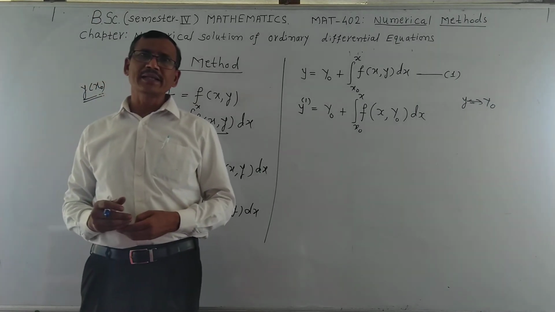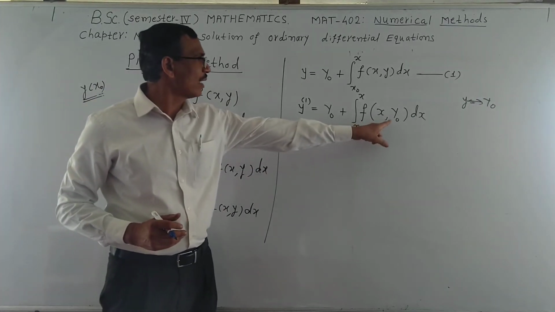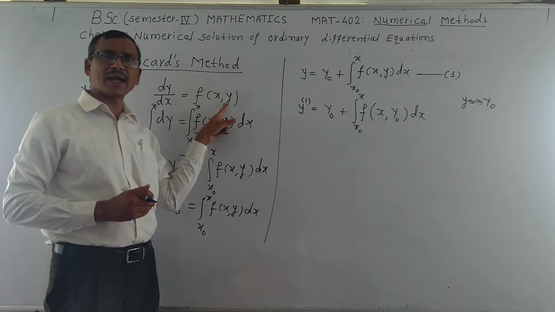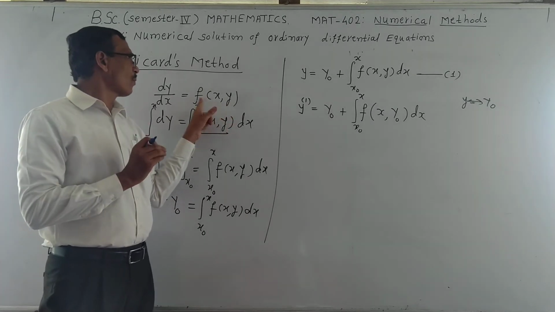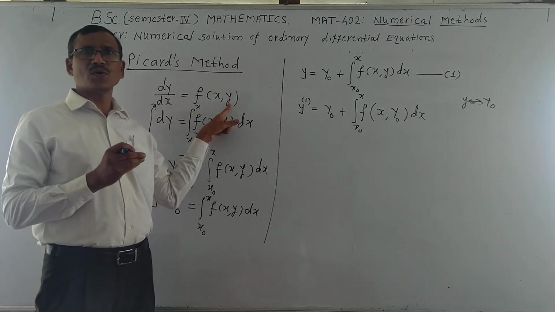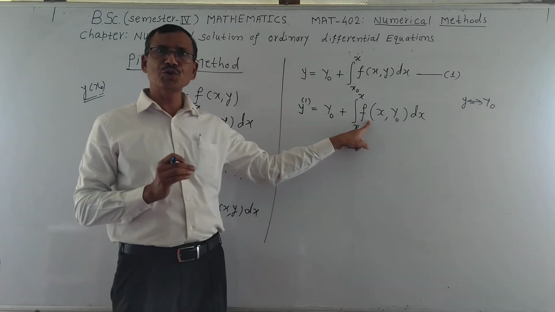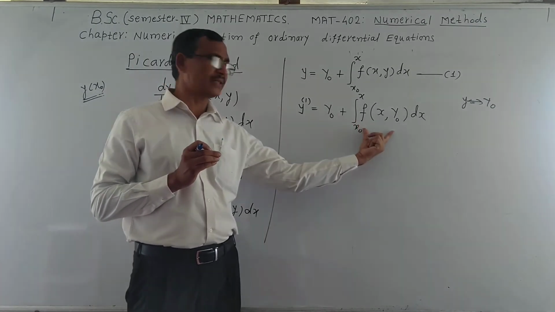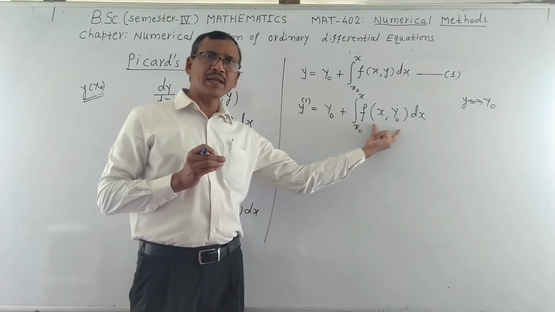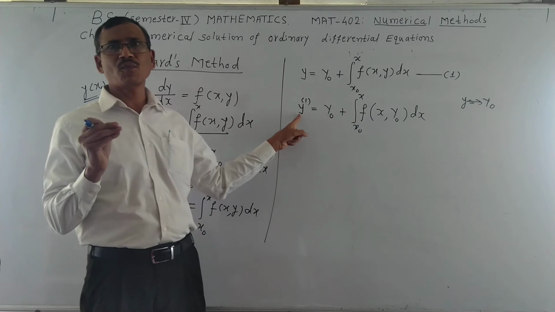Similarly, we can obtain the second approximation. In the value of f of x, y, replace y by y0 and simplify, you will get the value of f of x, y0, and you can integrate it. This means the right hand side can be integrated, we can find the value of this. That means we get the first approximation y1.